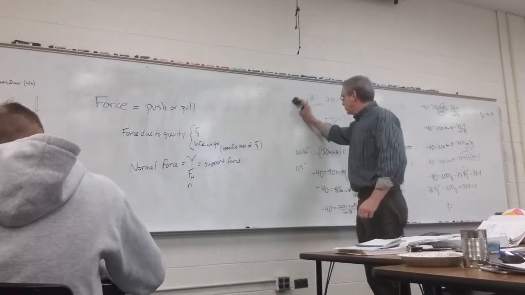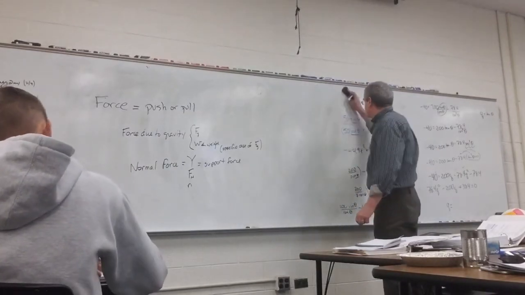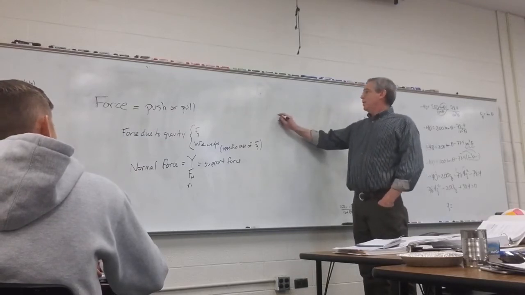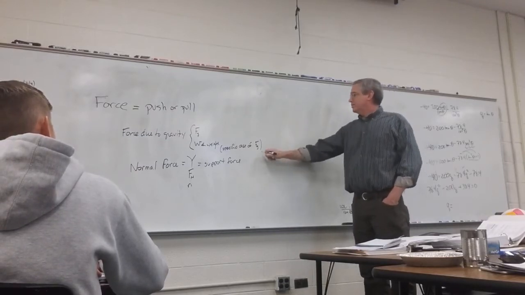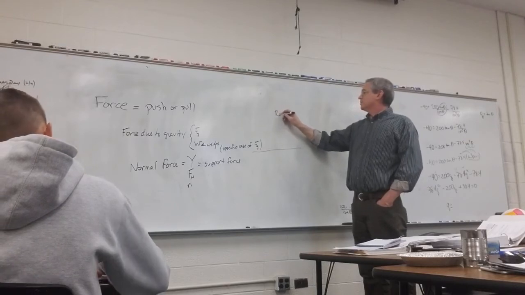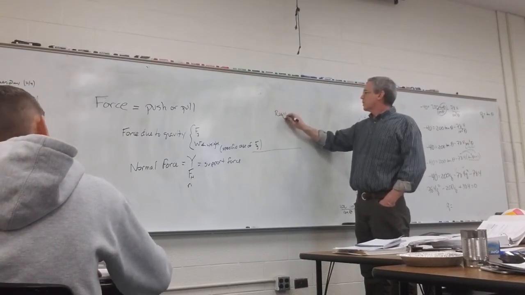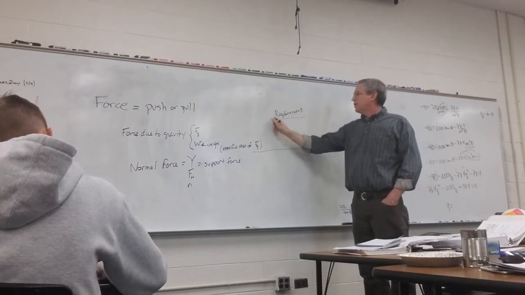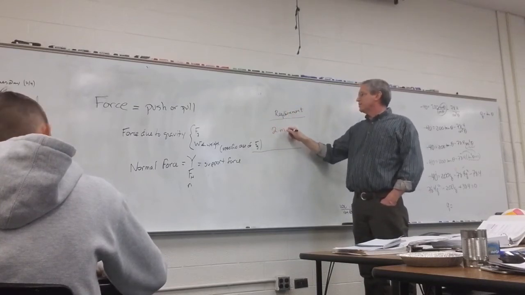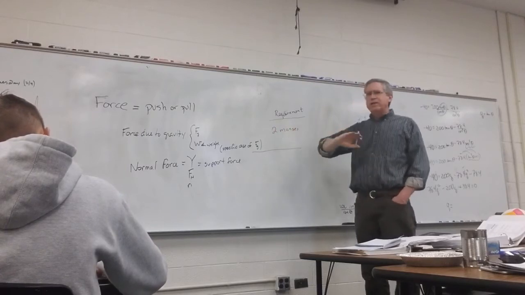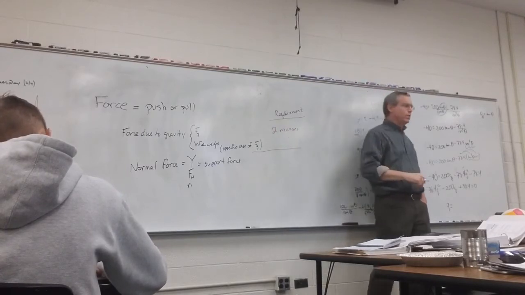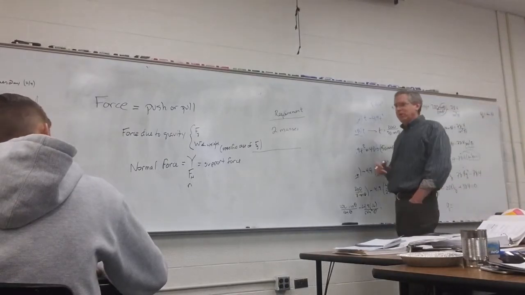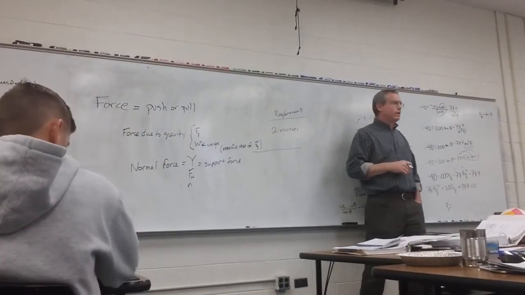So let's talk about some little rules here. All right, force due to gravity. Requirement: you need two masses. All two masses have a force due to gravity acting between them. There's a force due to gravity between you and the person next to you, between you and the book, between you and anything else in the visible universe.